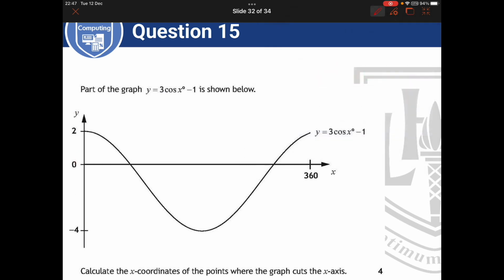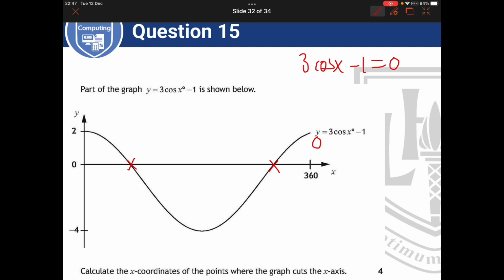So, this question though, we've been given the graph, told the function, and it says calculate the coordinates of the points where the graph cuts the x-axis. So that's here and here. So what does that mean? Well, that means I'm on the x-axis, therefore the y value must be 0. So actually we're just making this equation, 3 cos x minus 1 equal to 0.